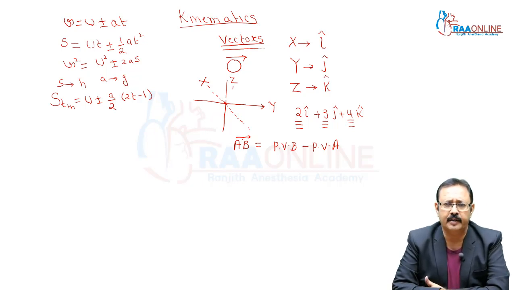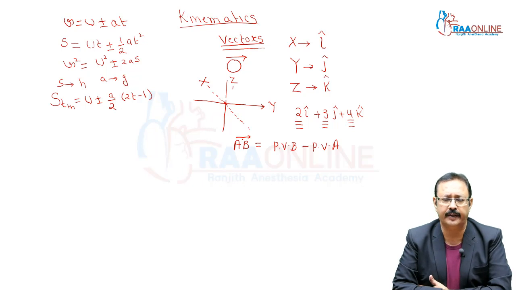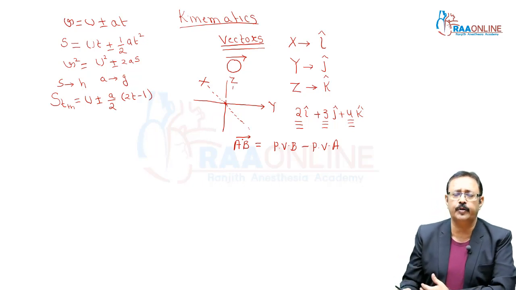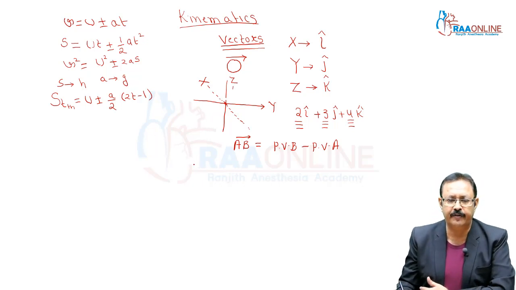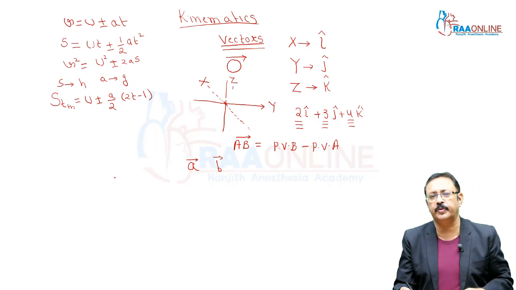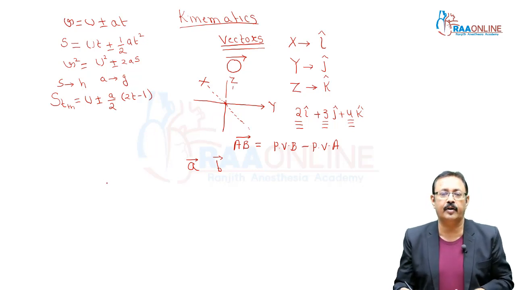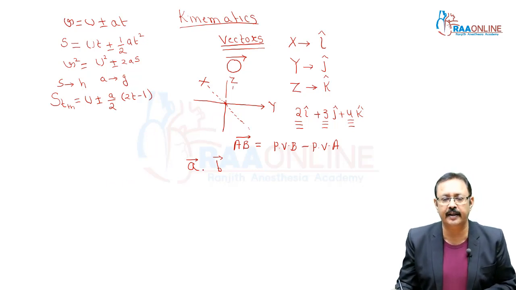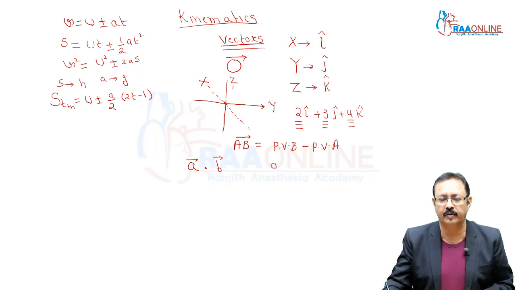Addition and subtraction rules are simple. Add i with i, j with j, k with k, subtract in this way only. But in multiplication you have to take care. If you want to multiply two vectors, first you should know whether the answer is scalar or vector. If it is scalar, use dot. If it is vector, use cross. If it is vector, it should have one direction.